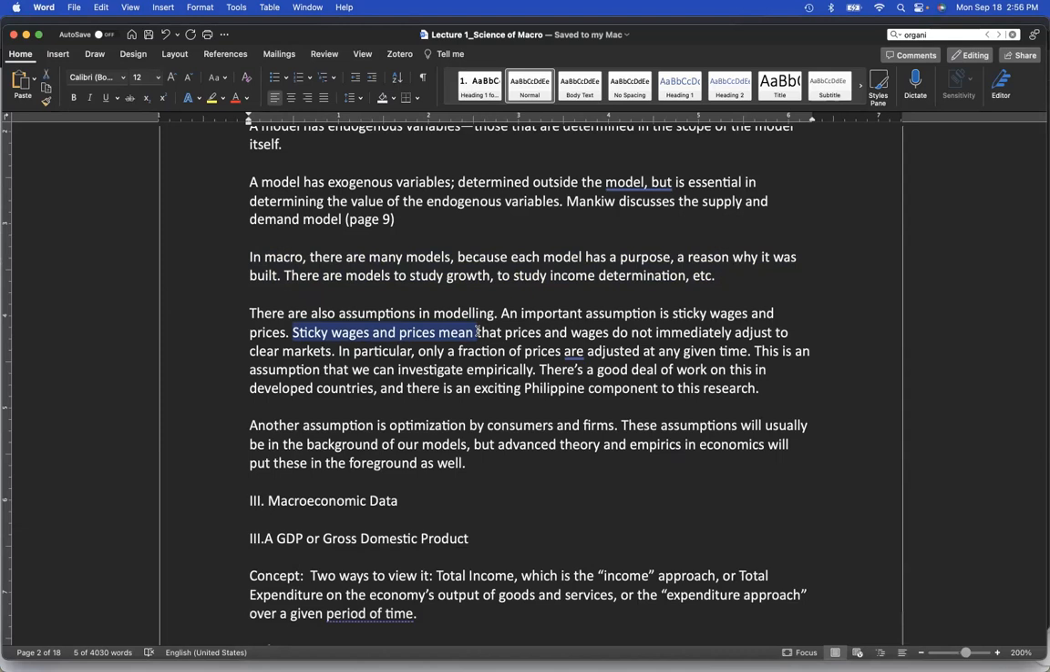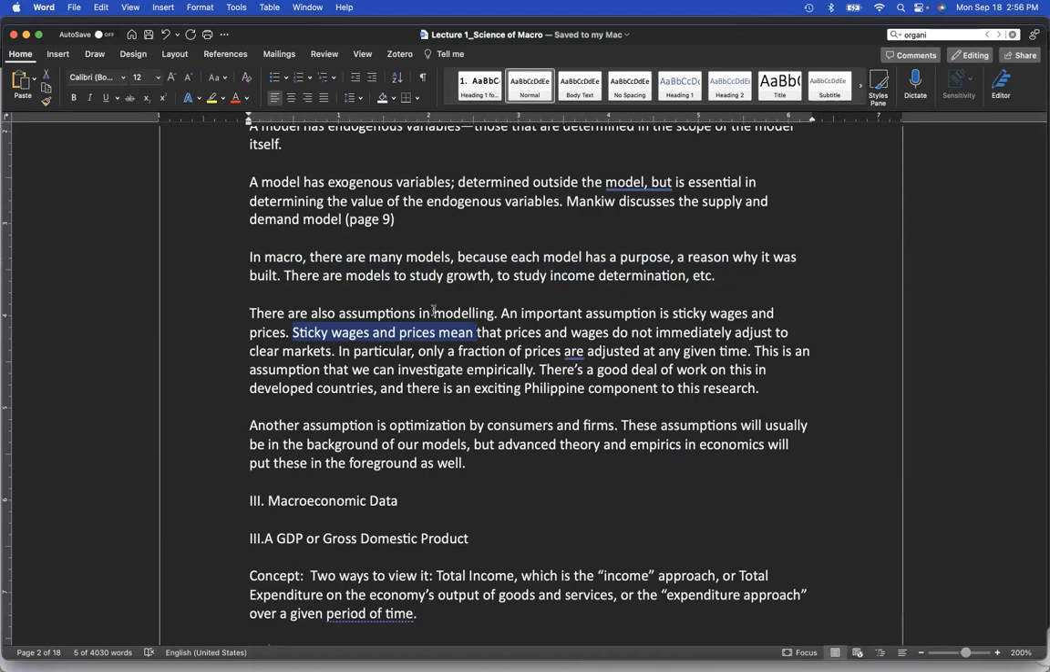Okay. It's somewhat intuitive to us. I mean, I guess we can sense that maybe not. Yeah? But there is actually an empirical literature abroad in other countries and now in the Philippines. So I've added a paper on that, trying to look at the micro level price change and how that translates into the sticky price and sticky wage assumption.